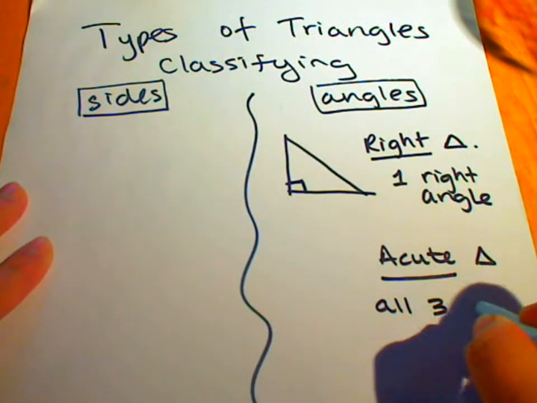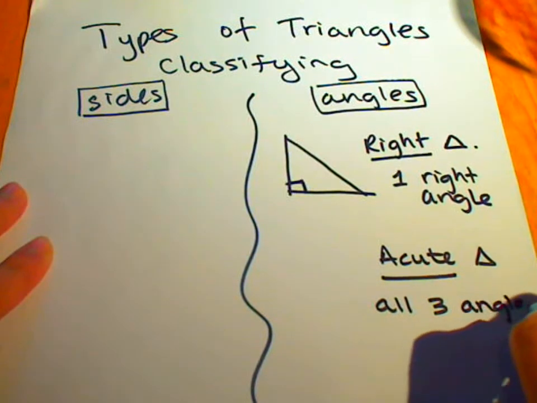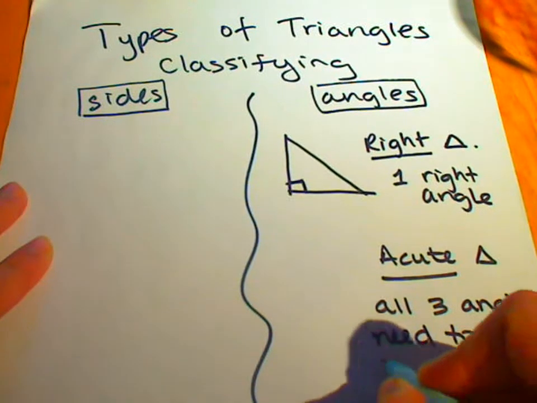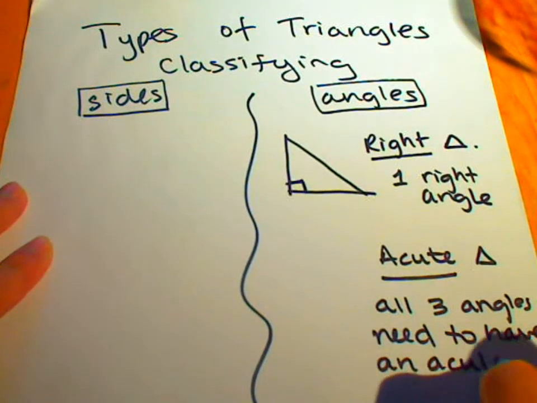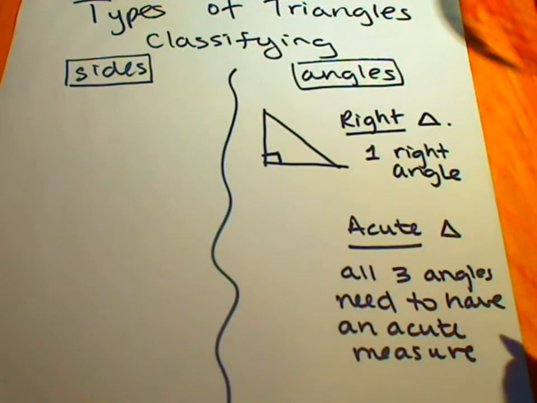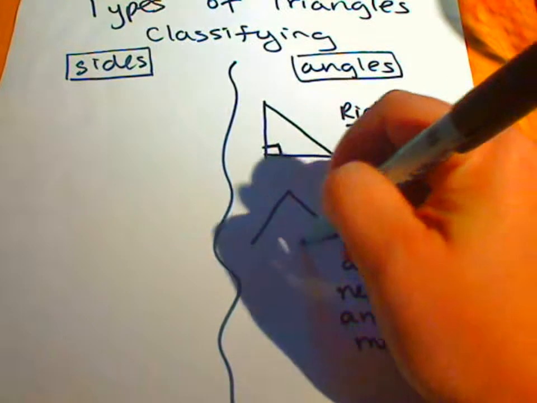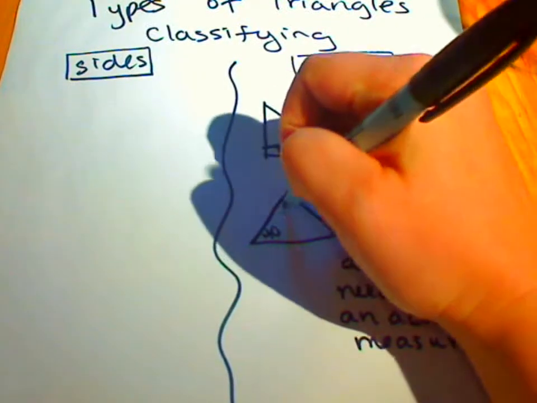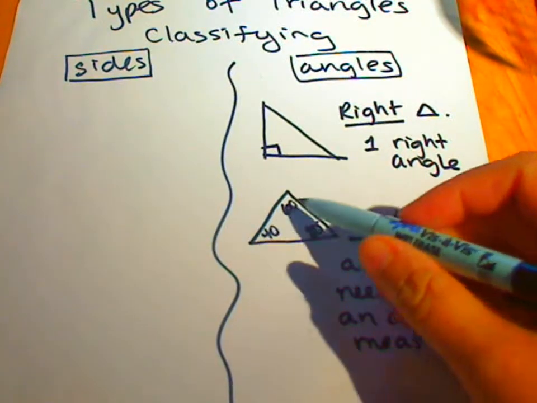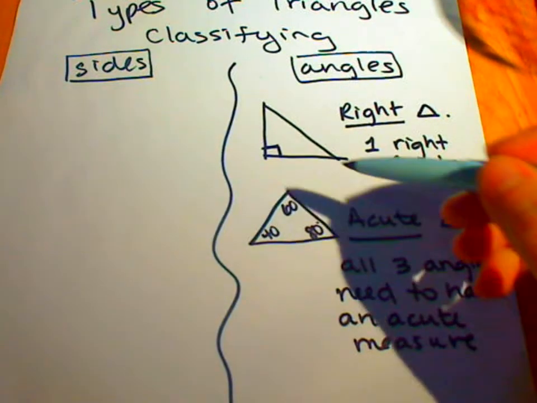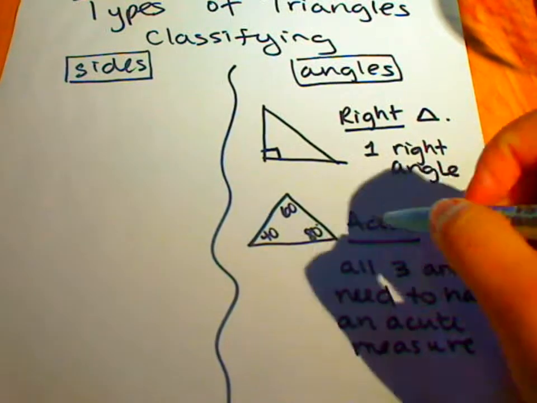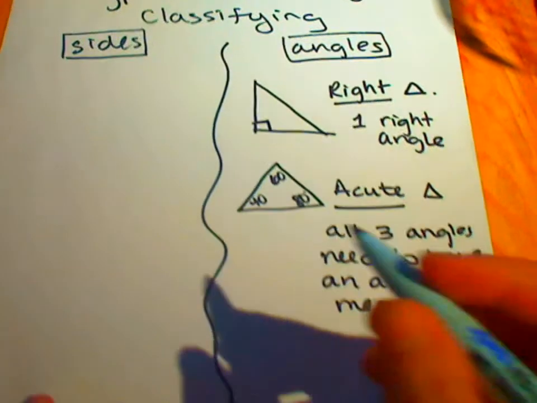All three angles need to have an acute measure. Now it's not anything specific, but as long as the angles have something like a 40, 60, and 80. Well, 40 plus 60 plus 80 does add up to 180, so that makes a triangle. All three of these angles are acute, so by definition this is an acute triangle because of the angle measures.